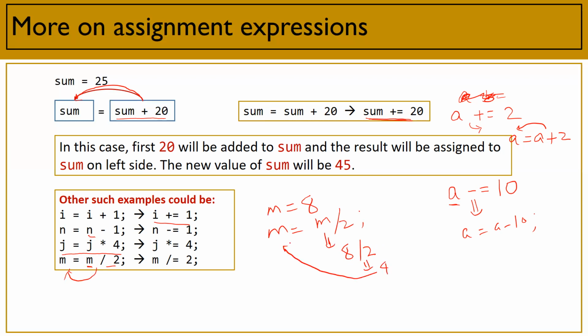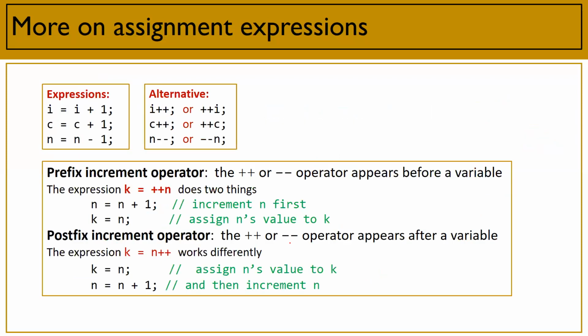So this is called updating variables. These are the assignment statements which are used for updating variables. Now let's talk about the increment and decrement operators. We use an increment or decrement operator when we are incrementing a variable by 1 or decrementing a variable by 1.